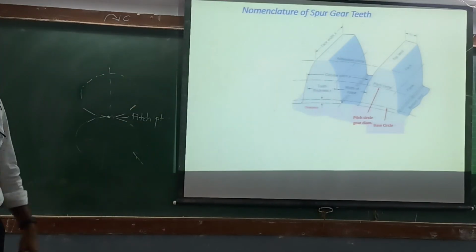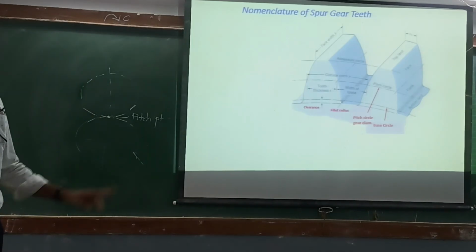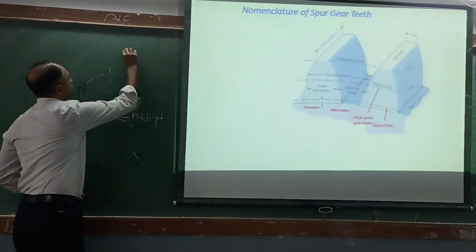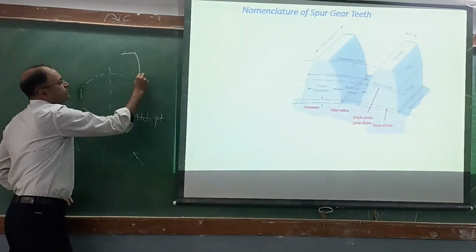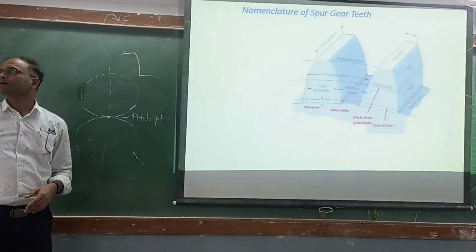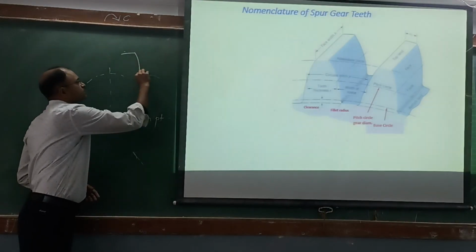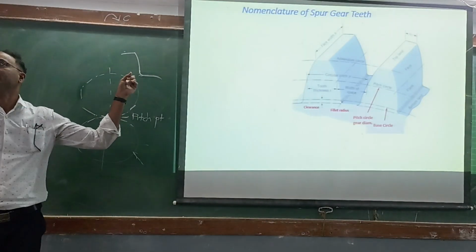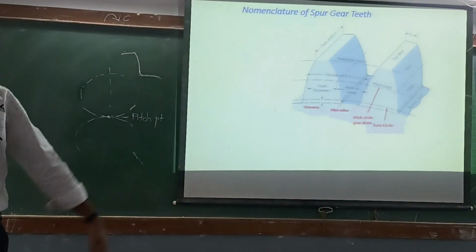Now other terms are clearance. The clearance definition we will see later on. Fillet radius. There is always a radius at the bottom. Teeth are never like this. If you say this is one tooth of a gear, it is never like this. There is always some radius, something like this. That radius is called the fillet radius. Fillet, you know, fillet, chamfer. That radius is the fillet radius.